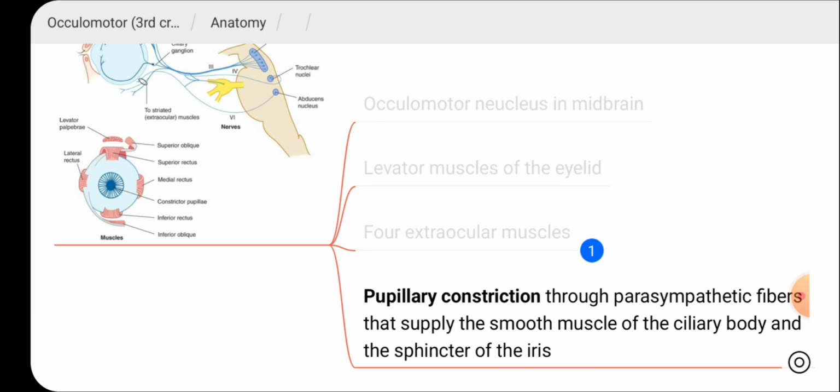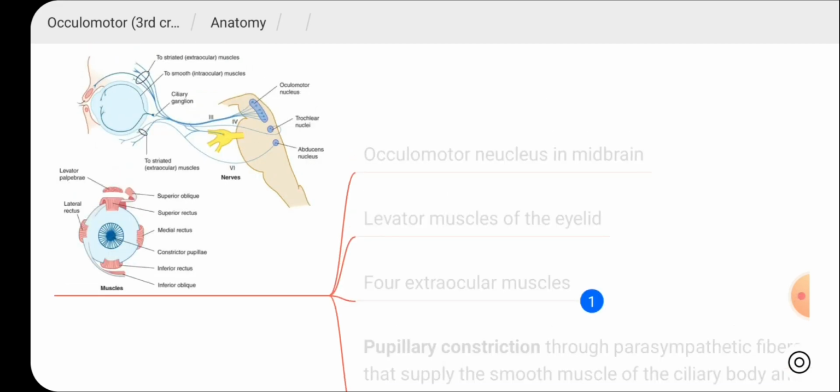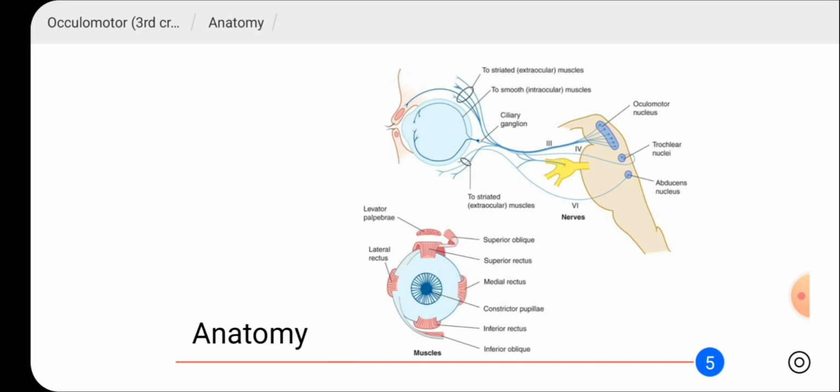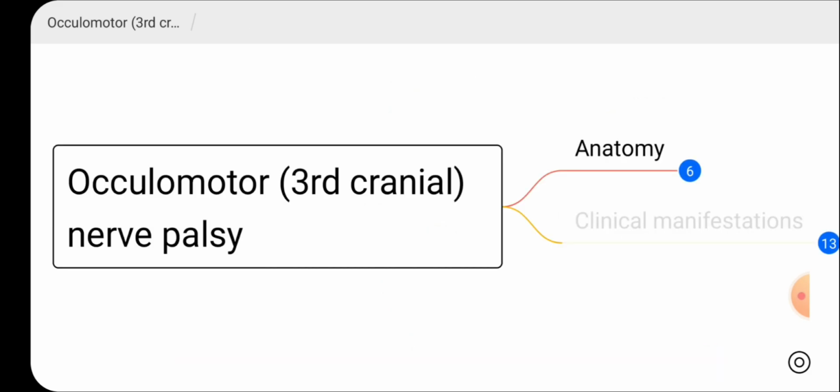Regarding this nerve supply, the supply for the levator muscle and 4 extraocular muscles, we sometimes call it the external supply, and the autonomic or parasympathetic supply for pupillary constriction is called the internal supply. That is the basic neuroanatomy of the oculomotor nerve.